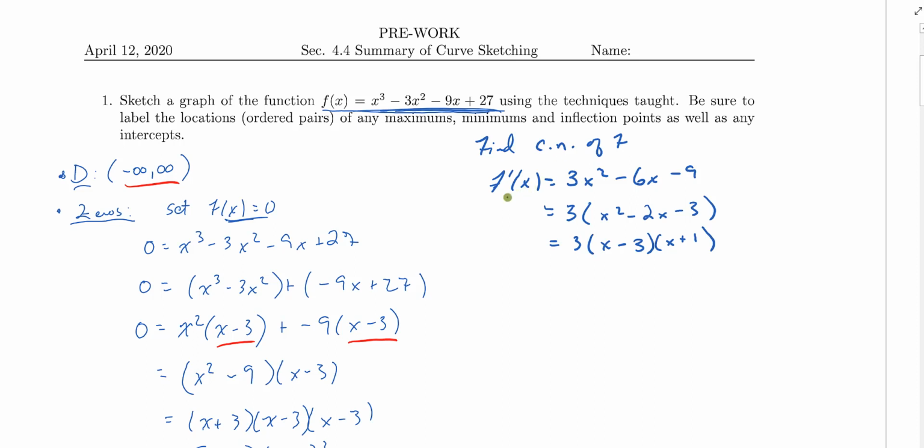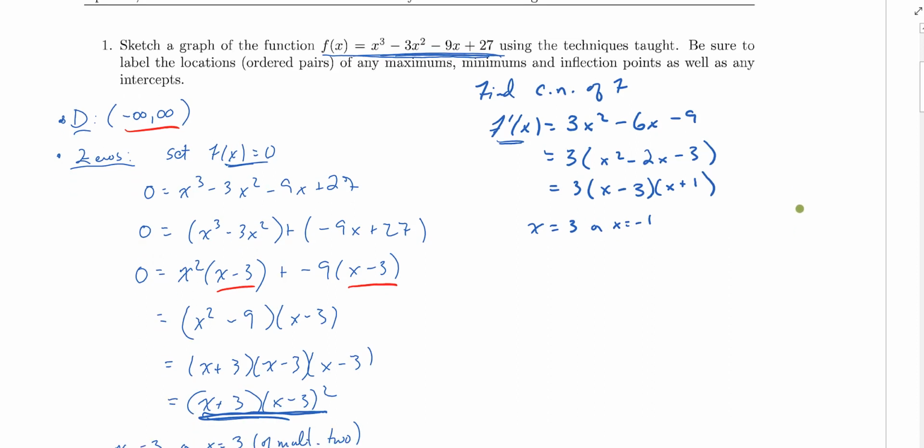And so we find that the critical numbers of f, notice that f prime is everywhere defined, so the only place we have critical numbers is where the derivative is 0. And that happens at x equals 3 or x equals -1.